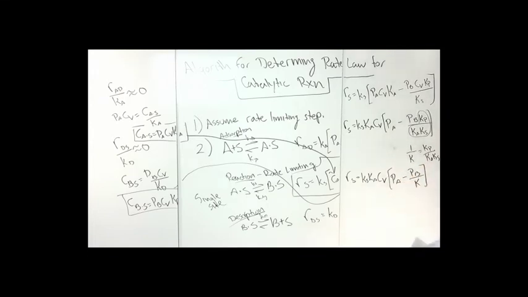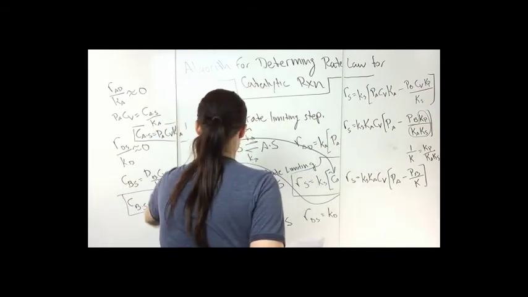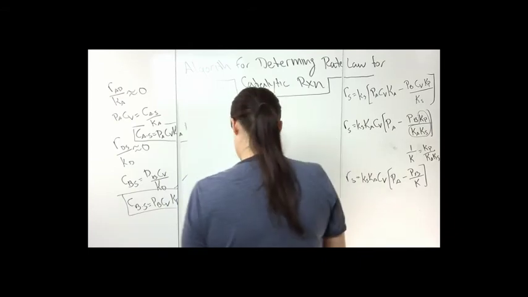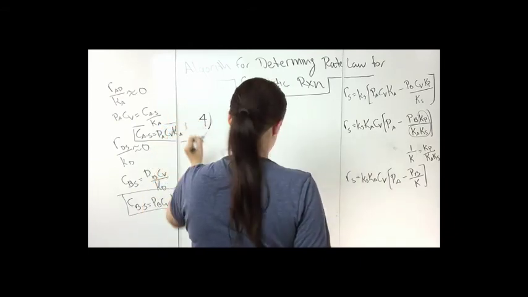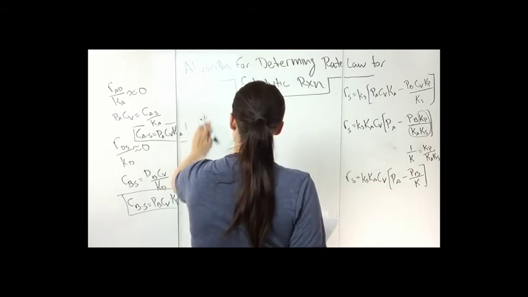So this is the end of step 2. We've assumed a rate limiting step, and then we've written our rate law basically assuming that that step was limiting. The issue with this still is CV, and so step number 3, and I'm just going to erase this real quick.